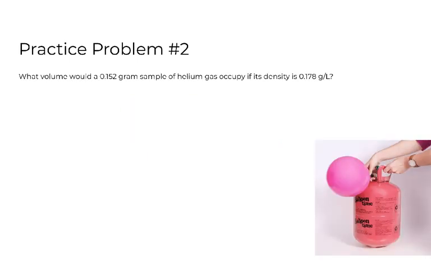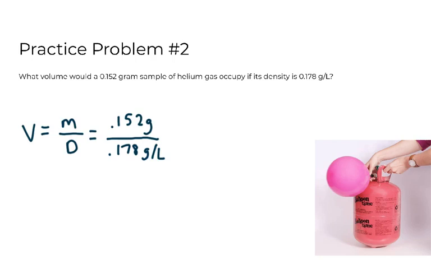In this problem, it says what volume would a 0.152 gram sample of helium gas occupy if its density is 0.178 grams per liter? Our equation is v equals m over d. I simply plug in 0.152 grams for the mass and 0.178 grams per liter for the density. The unit density is in the numerator and denominator, so it crosses out, and liter goes to the numerator. Our calculated answer is 0.854 liters.